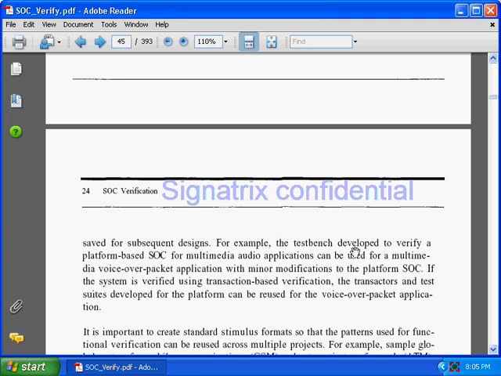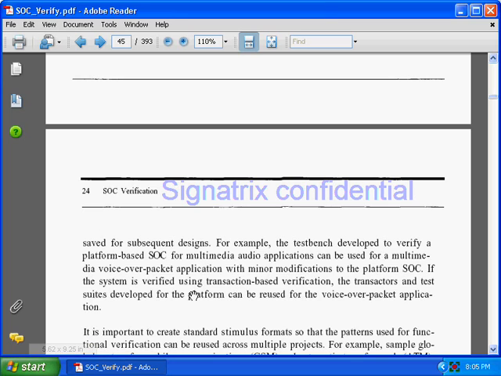so for example, a test bench developed to verify a platform based SOC for multimedia audio application can be used for multimedia voice over packet application with minor modification to the platform of SOC. Now they are taking one example and explaining how they are reusing the same test bench that they have used to verify the multimedia audio application, and after that they want to use the same test bench to verify voice over packet application with minor modification. So that is what they are talking about, the IP reuse, verification IP reuse.